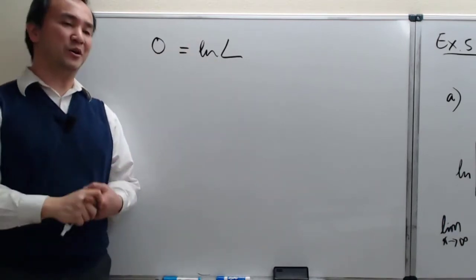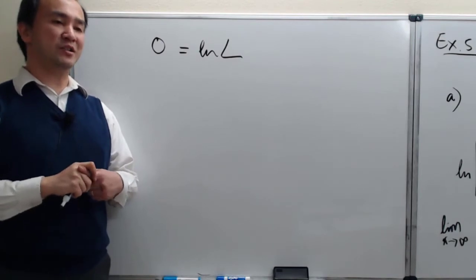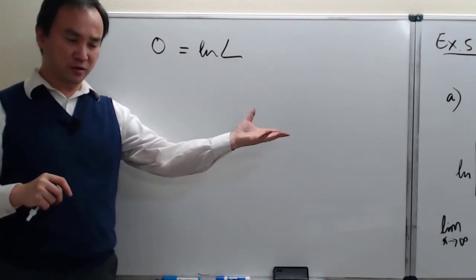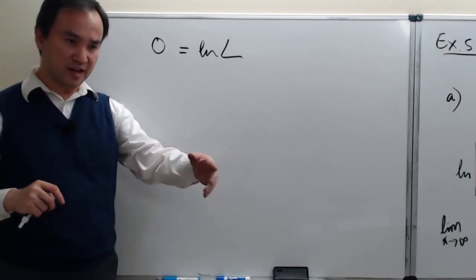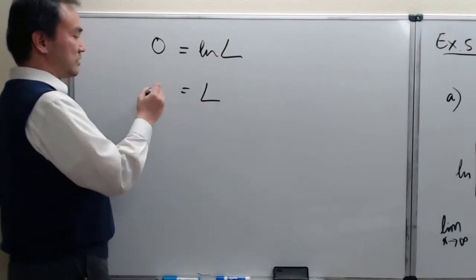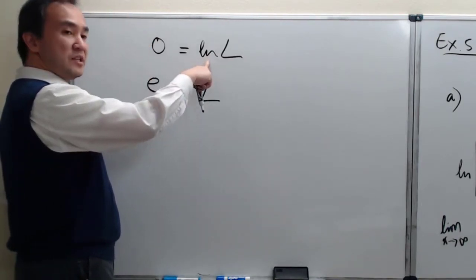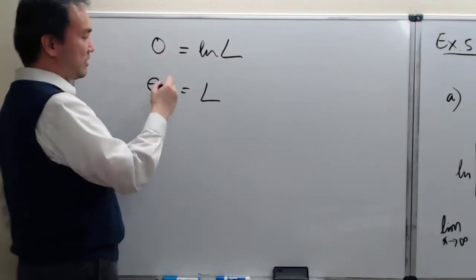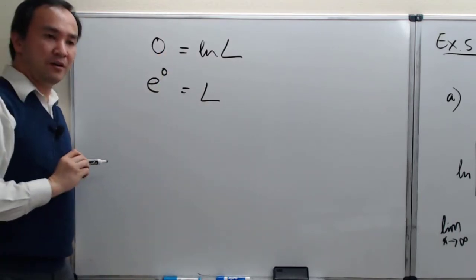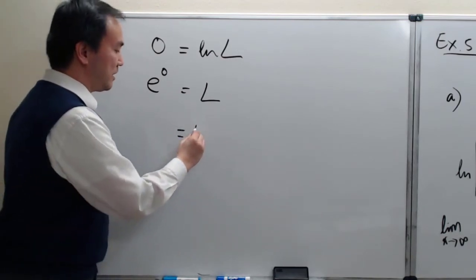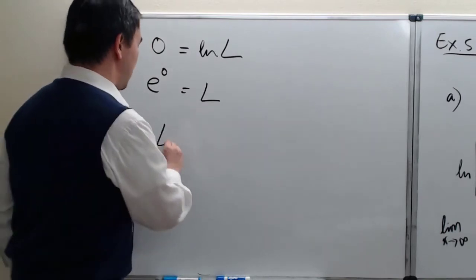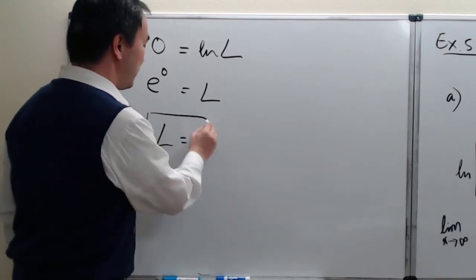You are expected to have already mastered how to solve a logarithm equation like this, but it should be simple for a student who has arrived at a calculus course. Because this is log base e, log base e of L equals 0. That means L equals e to the 0, so L equals 1. And I should have written that in this way: L equals 1.